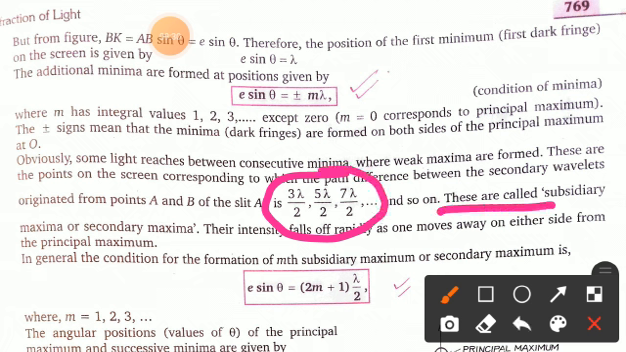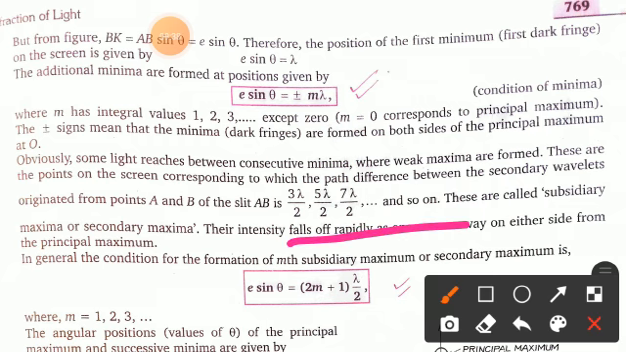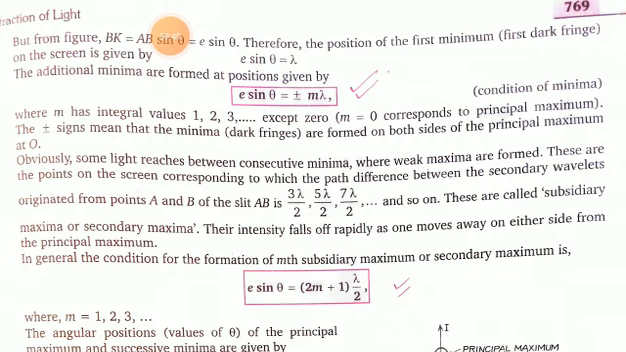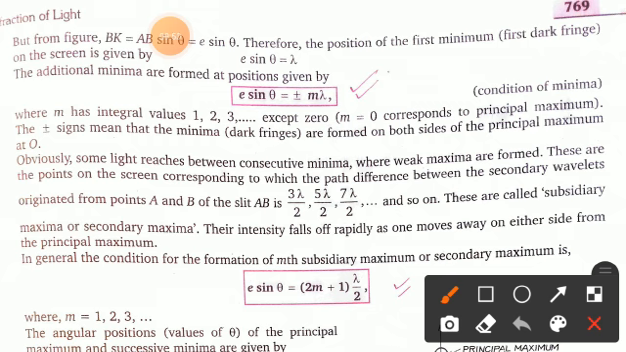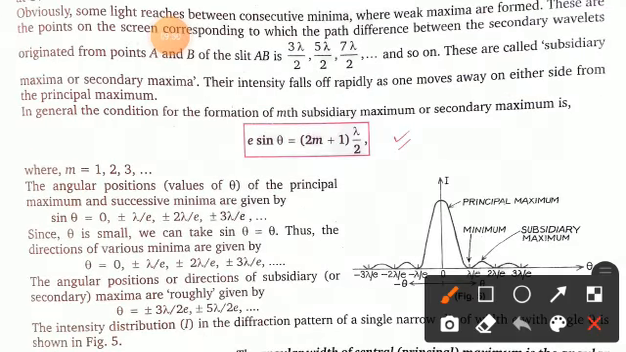So these are called the subsidiary maxima or secondary maxima, and their intensity falls off rapidly as one moves away on either side from the principal maximum. In general, the condition for the formation of the mth subsidiary or secondary maximum is e sin theta equals (2m plus 1) lambda by 2. Clear? In place of m you can use the values 1, 2, 3.